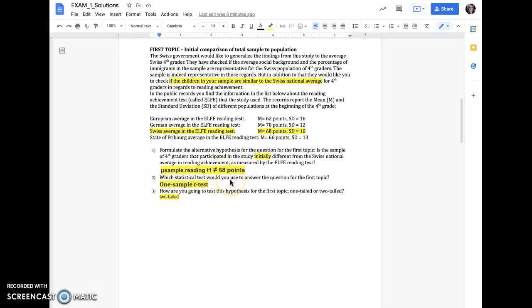For the statistical test, we're going to use a one-sample t-test because we are comparing one group, our sample at time 1, to a known value, which is 68. And so we're going to use the one-sample t-test. And the next question is if it's going to be one-tailed or two-tailed. Well, since in the hypothesis we're just saying they are different, we're not saying higher or lower, we're not making that prediction, we're going to look at a two-tailed test.